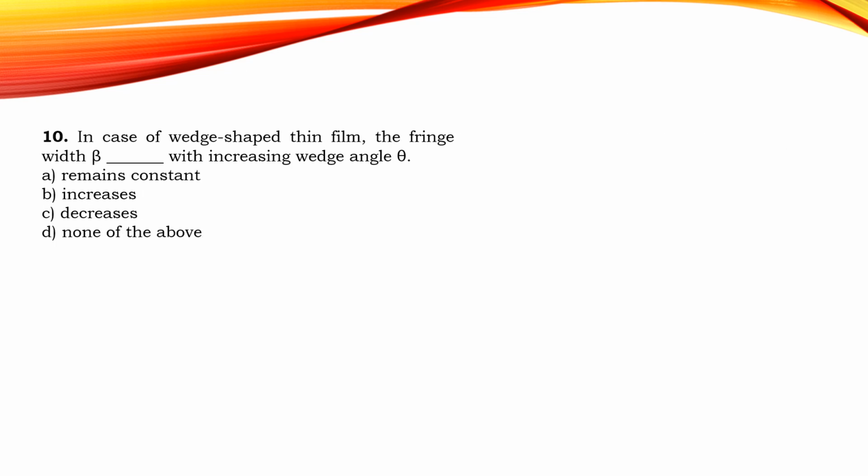Next is in case of wedge shaped thin film, the fringe width beta equals dash with increasing the wedge angle theta. And the options are remain constant, increases, decreases, none of the above. And the right answer is option C, decreases.